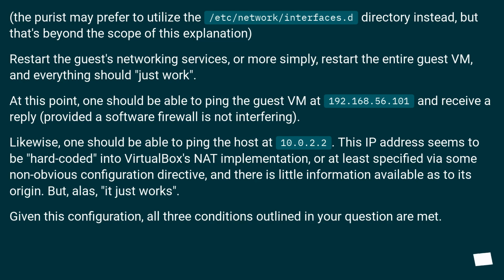At this point, one should be able to ping the guest VM at 192.168.56.101, and receive a reply, provided a software firewall is not interfering. Likewise, one should be able to ping the host at 10.0.2.2. This IP address seems to be hard-coded into VirtualBox's NAT implementation, or at least specified via some non-obvious configuration directive, and there is little information available as to its origin. But, alas, it just works. Given this configuration, all three conditions outlined in your question are met.